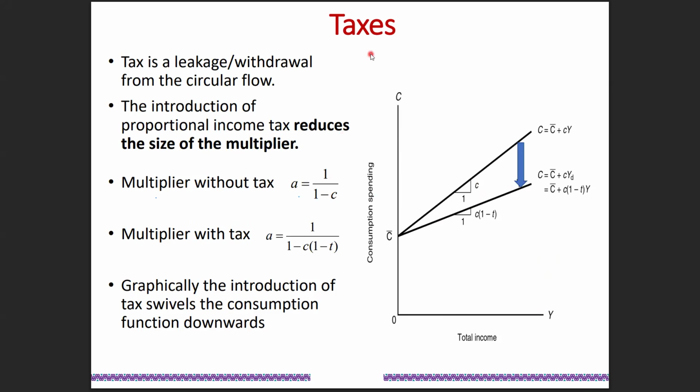And then we said that taxes reduce the size of the multiplier. That is because in a two-sector model, to calculate the multiplier, you say 1 divided by 1 minus C. But in the three-sector model that consists of the government or an open economy, to calculate the multiplier, we say 1 divided by 1 minus C times 1 minus T, which is the tax rate. And this will reduce the size of the multiplier, right?